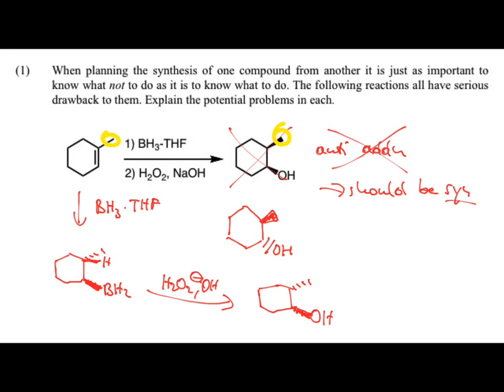How would you call the relationship of these substituents? You would call the compound a cis compound, right? The product is cis because the methyl and the OH are pointing on the same side. So it's a cis product, and what you should get is the trans product. But the addition was syn.